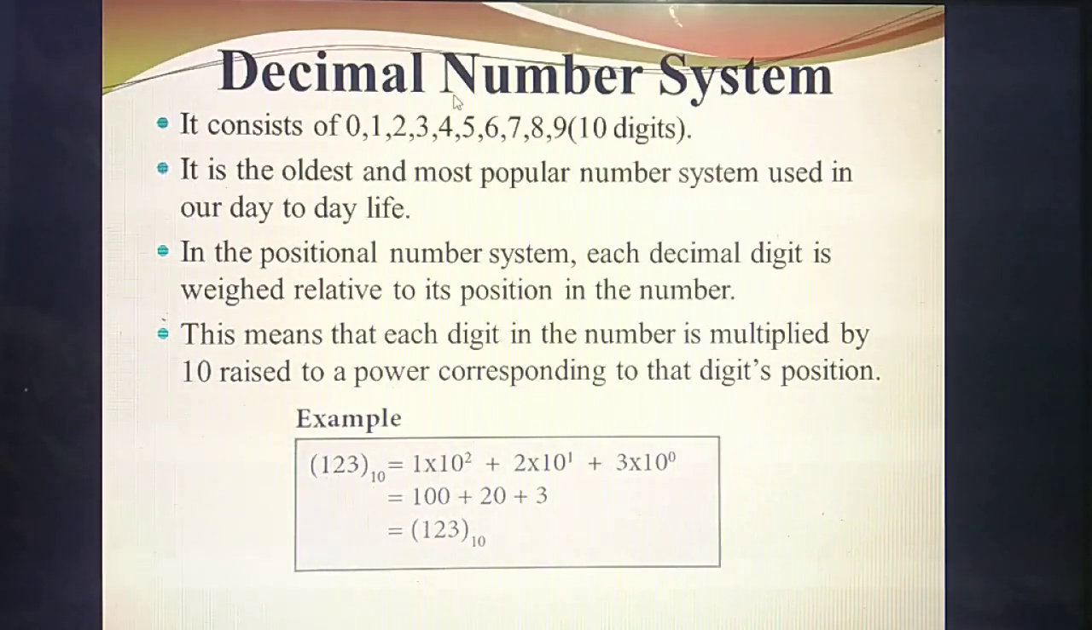What's the meaning of that? Each number is multiplied by 10 to the power. Each value is multiplied by the value 10 to the power. That is the decimal number system. What's the base value of the decimal number system? The base value is 10. That means the values will come from 0 to 9.